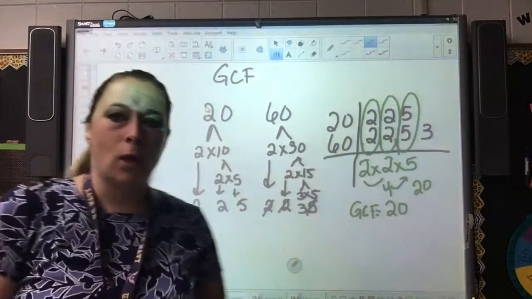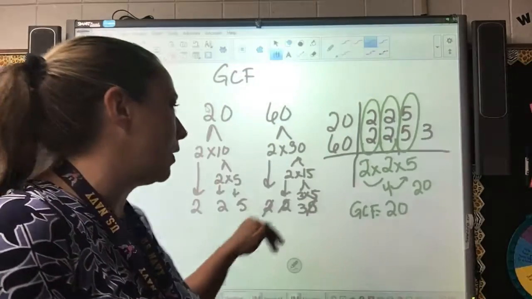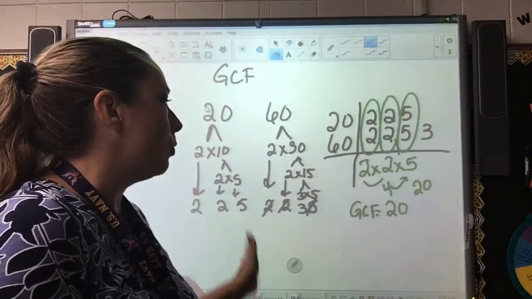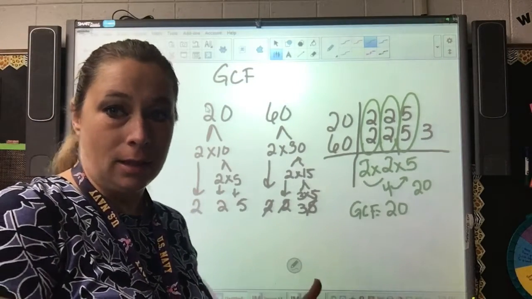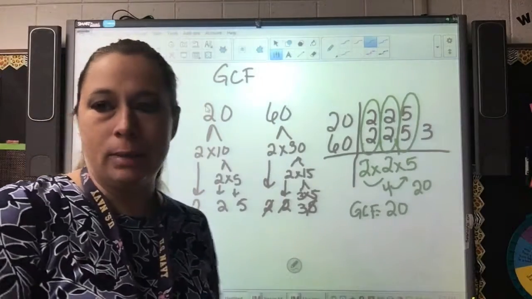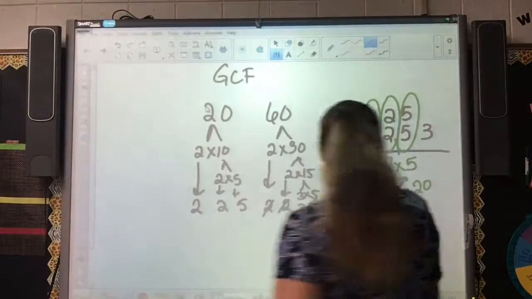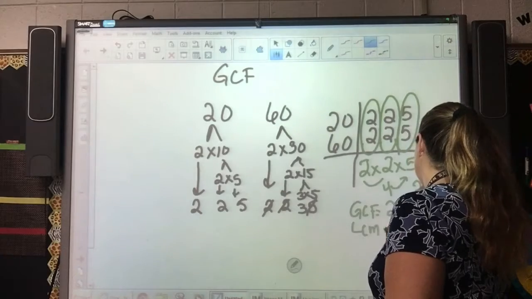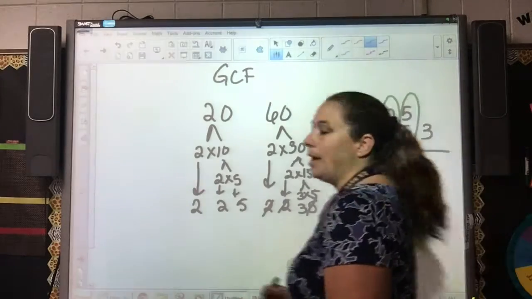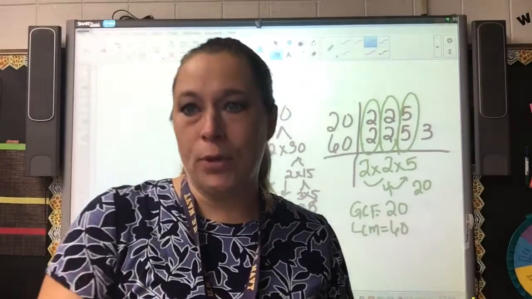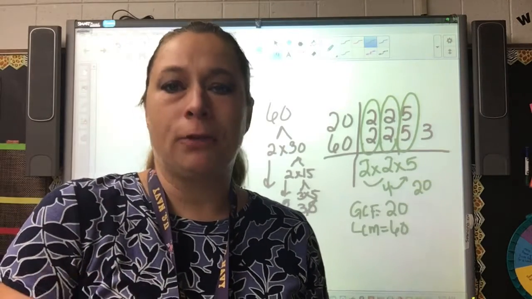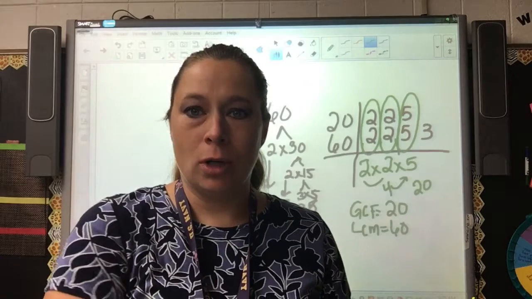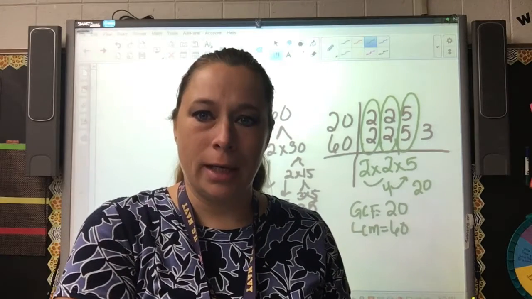Okay, again, if I wanted to do least common multiple, I would have brought that 3 down and I would have multiplied 20 times 3 and I would have gotten 60. So the least common multiple would be 60. I like this method because you can actually get both answers in one shot. No matter what way you go, it's a simple different ending. But you can do either one with this method. That's why I like it so much.